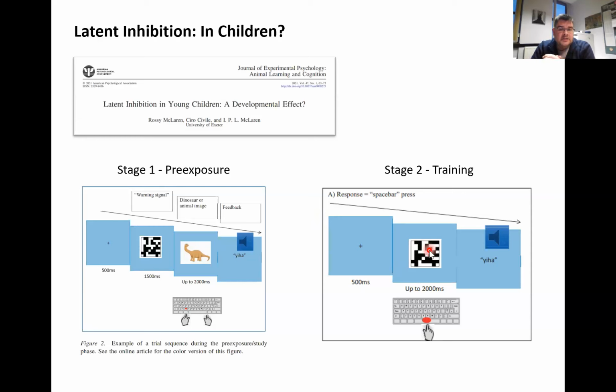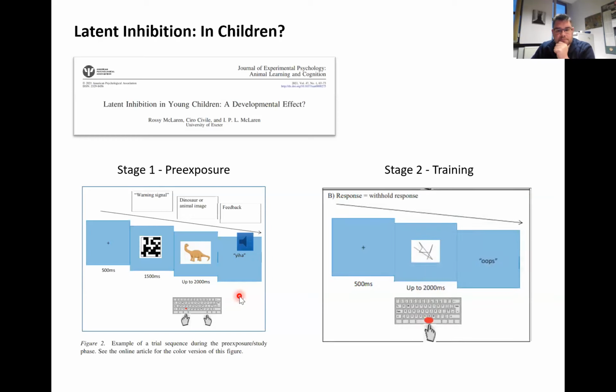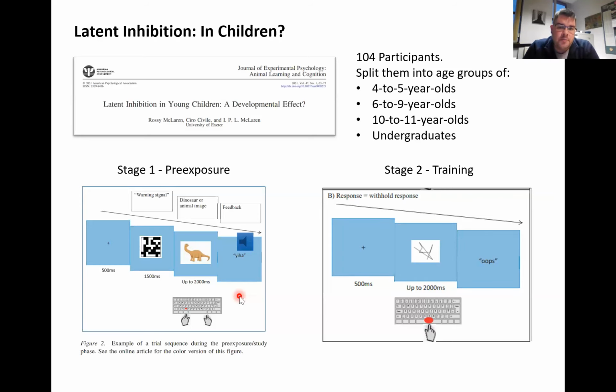So there are 4 stimuli in stage 2. There are 2 novel stimuli, and one of these novel stimuli participants have to respond to, go. Another stimulus they must not respond to, no go. And then there are 2 familiar stimuli as well that have been pre-exposed, and these are also go and no-go stimuli. So here would be an example of a no-go trial with a novel stimulus. They recruited just over 100 participants, and they split them into the age groups that you can see there. They also included some undergraduates in the study as well.